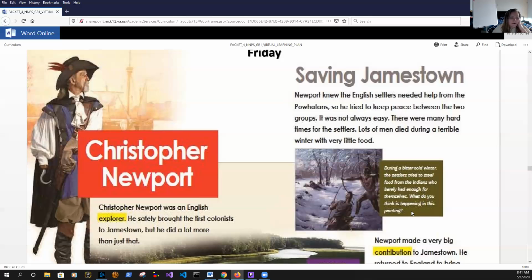What do you think is happening in this painting? So let's see, what do you think is going on here? Look at the painting. It says that the settlers tried to steal food from the Indians when they barely had enough for themselves. So what do you think is going on? What do you think that the Native Americans are doing?